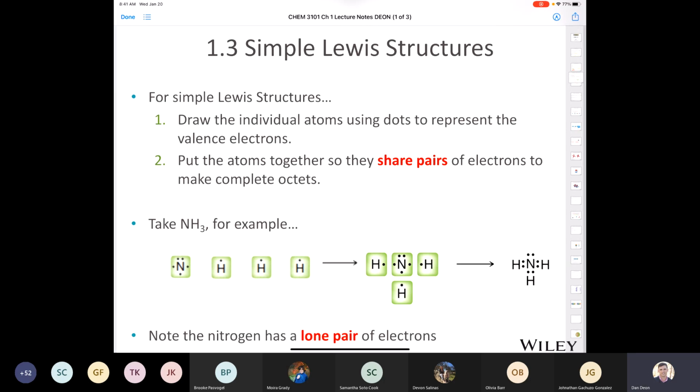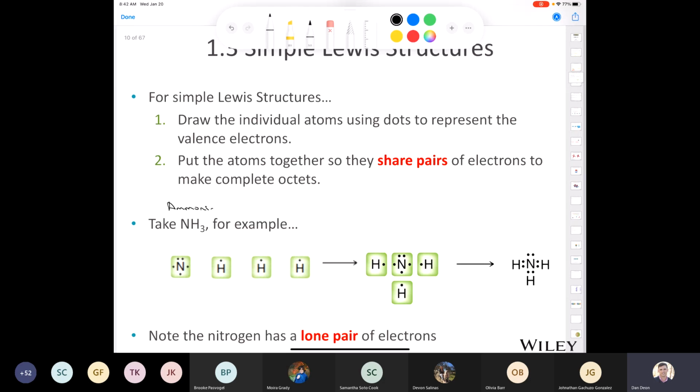Say, for example, you wanted to draw the Lewis structure of ammonia. Ammonia is a common compound that everybody should know the name of, NH3. Nitrogen is found in group 5A on the periodic table, so it has 5 valence electrons. Hydrogen is found in group 1A, so it has 1 valence electron. Well, how would I put them together?